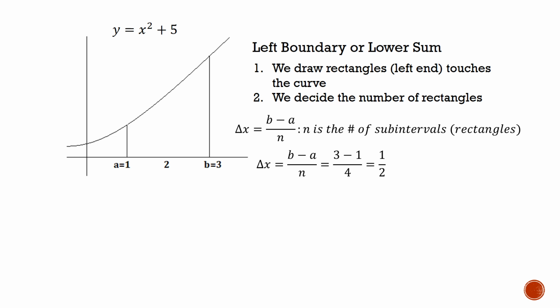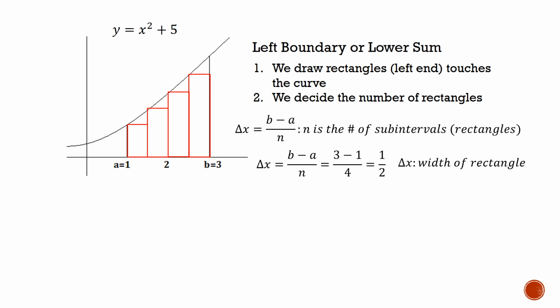So our upper bound is 3. 3 minus 1 divided by 4 gives me a half. So what is a half? Well, a half is actually the width of the rectangle. So if a half is the width of the rectangle and I'm starting at 1, it's going to be from 1 to 1.5, 1.5 to 2, 2 to 2.5, and finally 2.5 to 3. There are my 4 rectangles.